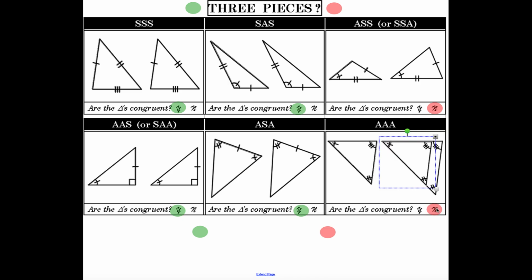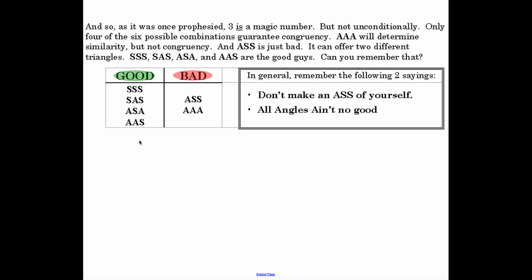So it looks like, in conclusion, of the 6 combinations, 4 of them work perfectly and 2 of them do not work, okay? It's easier to remember 2 things than 4 things, and so the way I would put this is that ASS is really easy to remember. So don't make an ASS of yourself and try to use it. And AAA doesn't work because all angles ain't no good. You get it? You know, A.